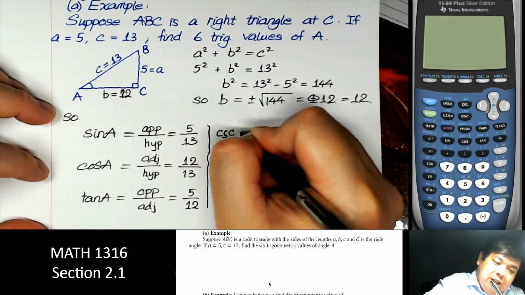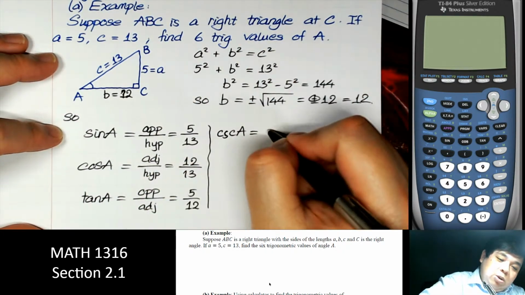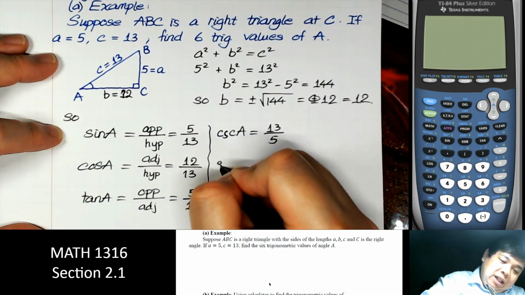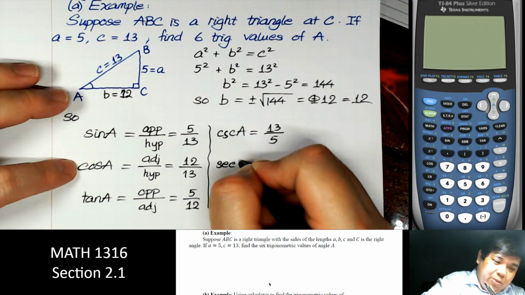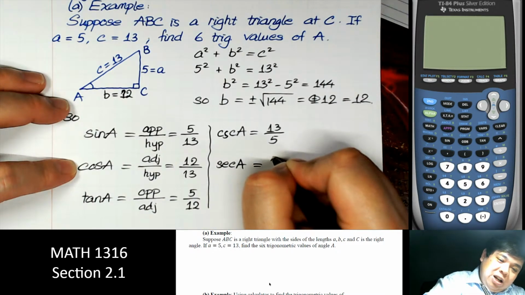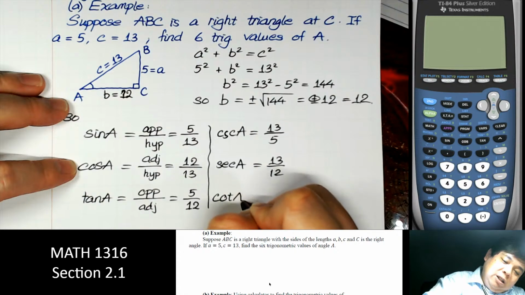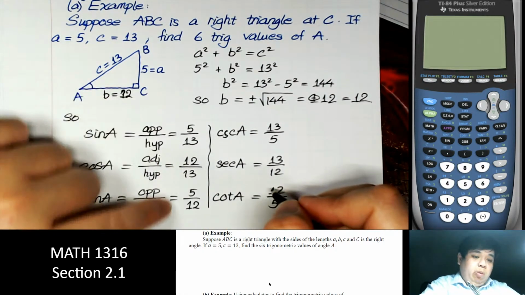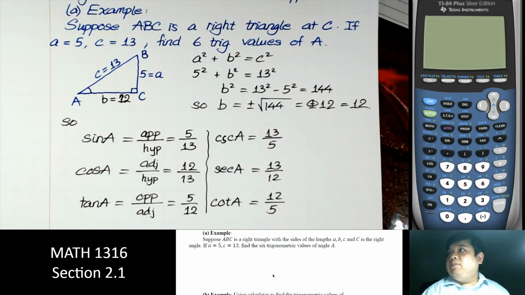Now cosecant is just the reciprocal of sine, so 13 over 5. Secant, the reciprocal of cosine, is 13 over 12. And cotangent is 12 over 5. So we just flip the first three and we have the other functions.